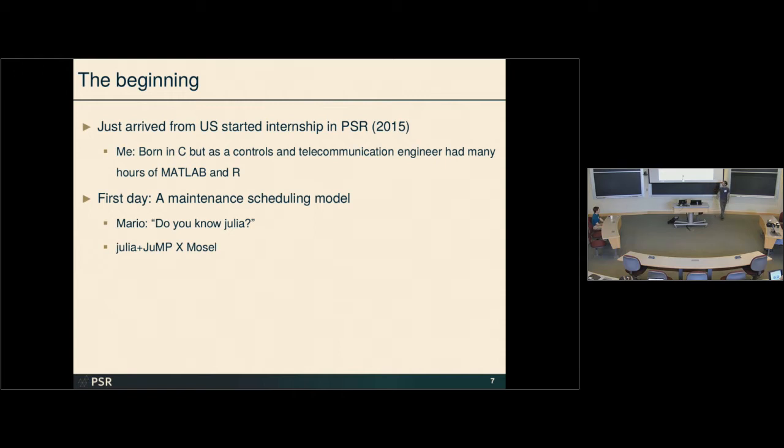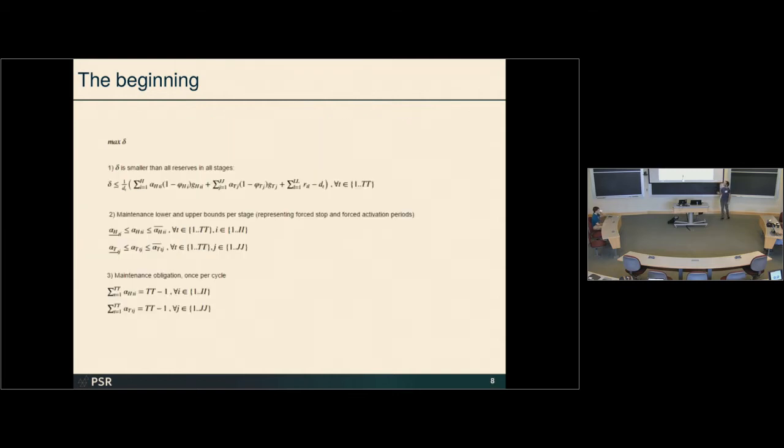So on this day, what I did was implement a maintenance model, and my project would be to do that in JuMP and compare that to Mosel, which is an algebraic programming language from FICO Xpress. So here it is, just to get a glance.